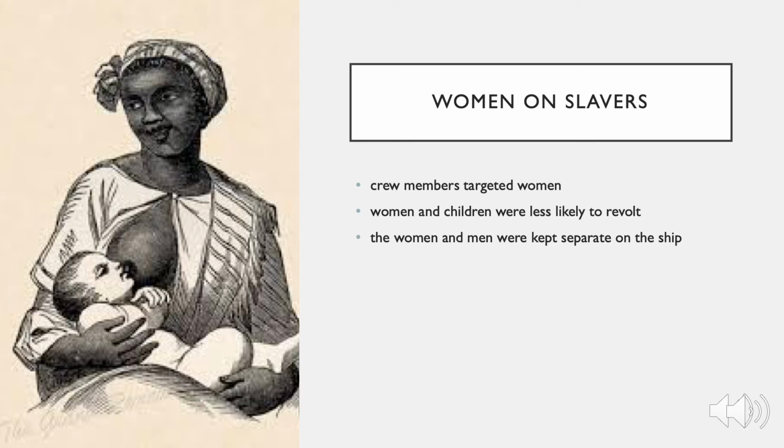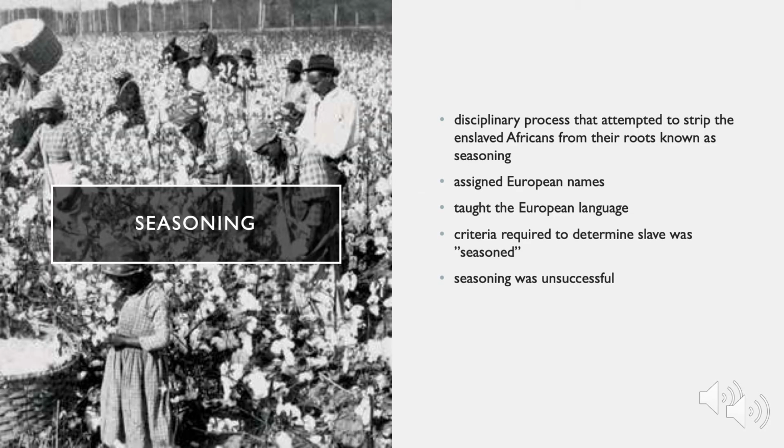After the slaves arrived to the West Indies, they went through a disciplinary process that attempted to strip them from their roots. This was known as seasoning. The new slave masters wanted to modify or change the behavior of slaves to make them good laborers. They broke the slaves into different groups. The strongest men did the heavy field work. Some men and older women did lighter field work, and some became domestic servants.